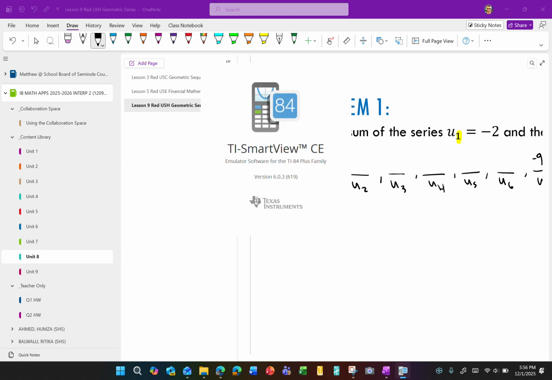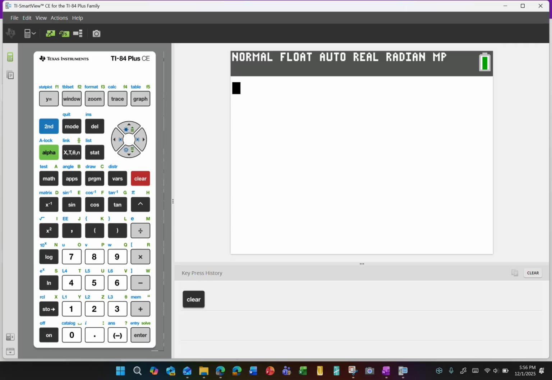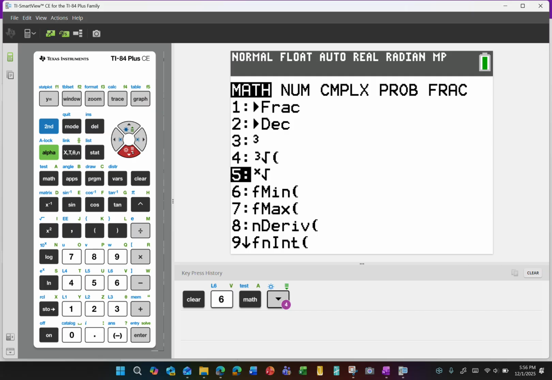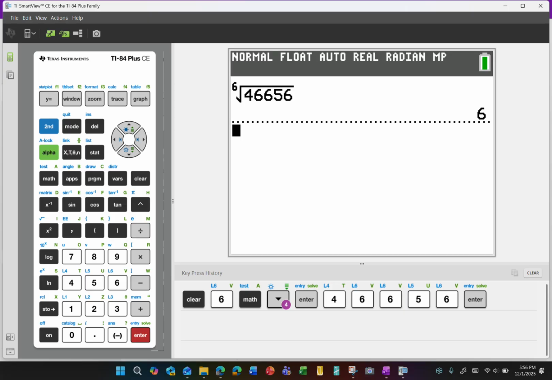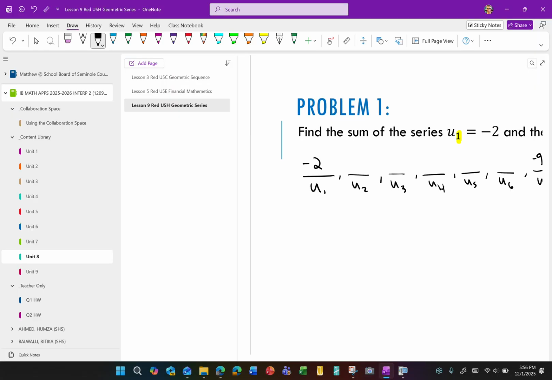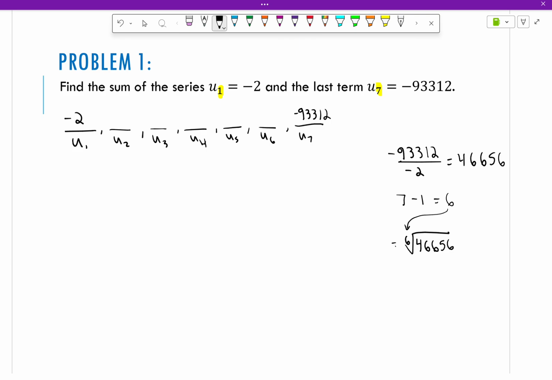Then we're going to go to our calculator. All right, and I'm going to start by typing 6. Then I'm going to hit math, and then I'm going to go down to number 5, which lets me do a radical. And now I have the 6th root, and I'm doing 46656. Hit enter. And so 6 is my common ratio. So 6 ends up being the multiplication pattern from one number to the next.